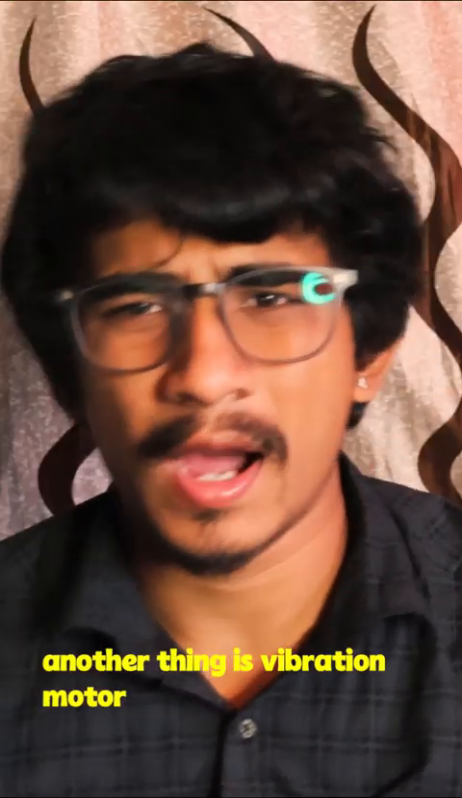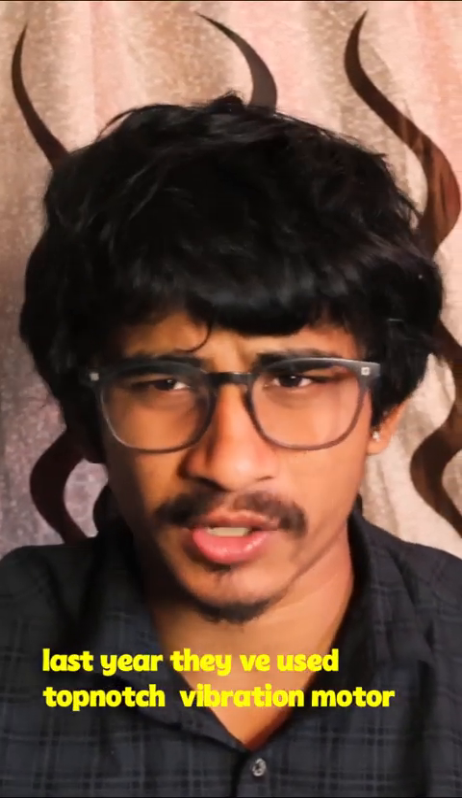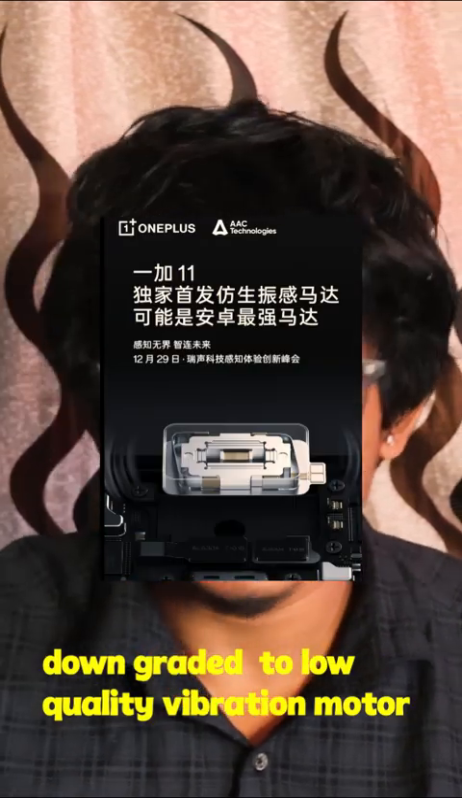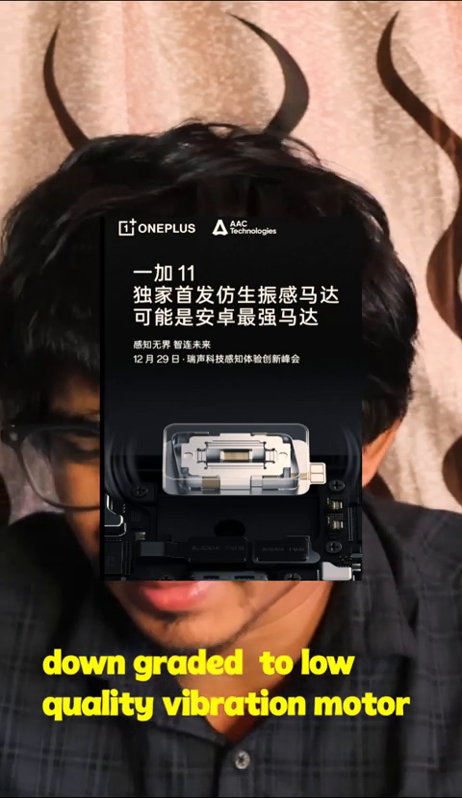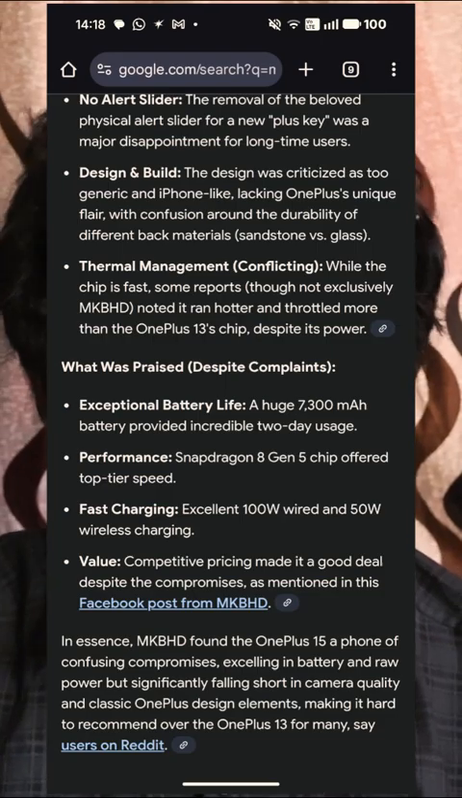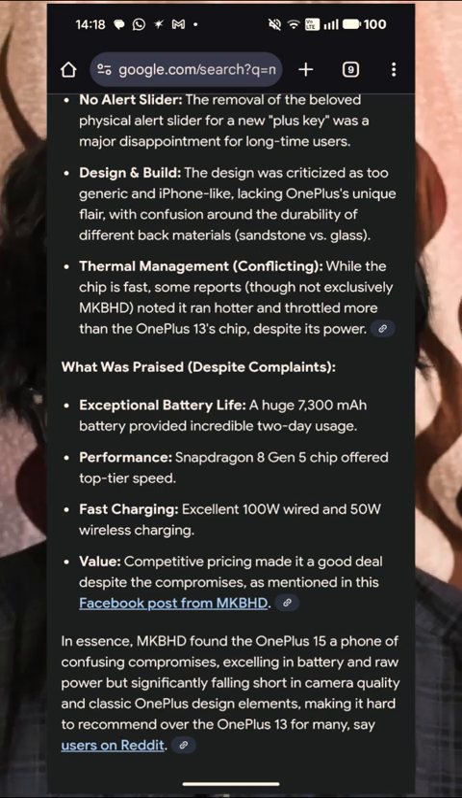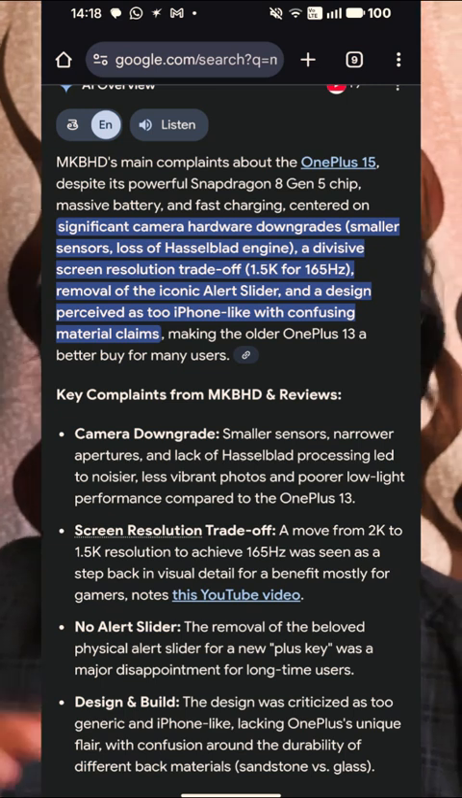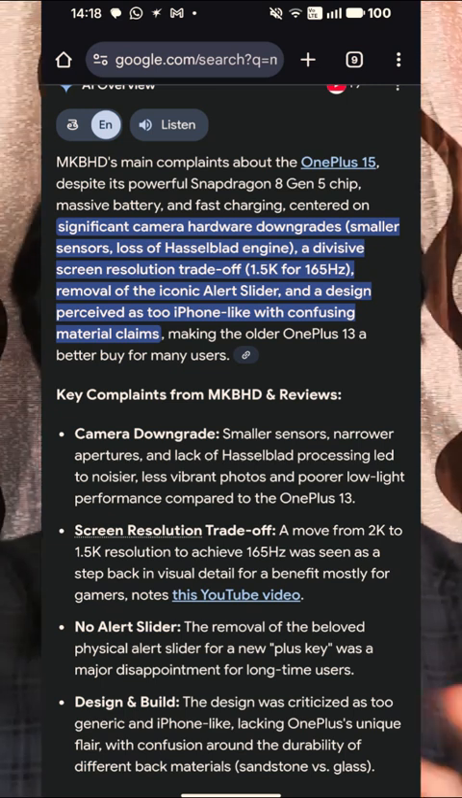So another major drawback is the vibration motor. Last year they used a top notch vibration motor, but this time they have downgraded to a low tier vibration motor, which feels like a mid-range smartphone. I know, but it costs around 80k. What is the use of it? And top creators like MKBHD are also complaining about the camera. He also faced lots of issues on his Twitter account.